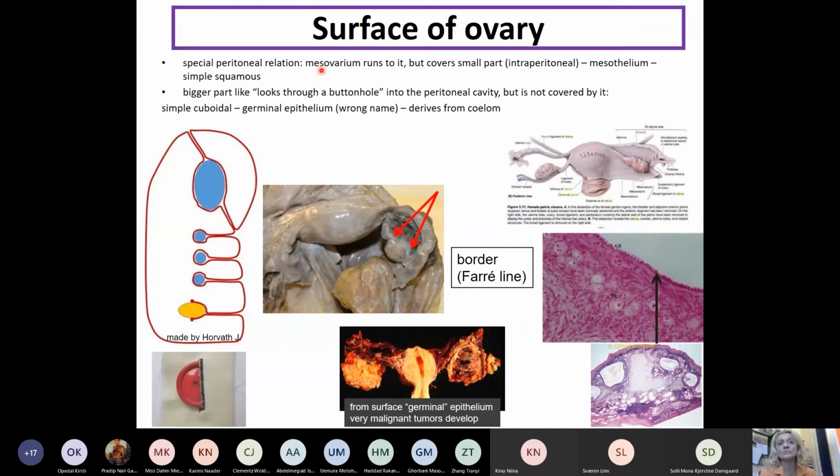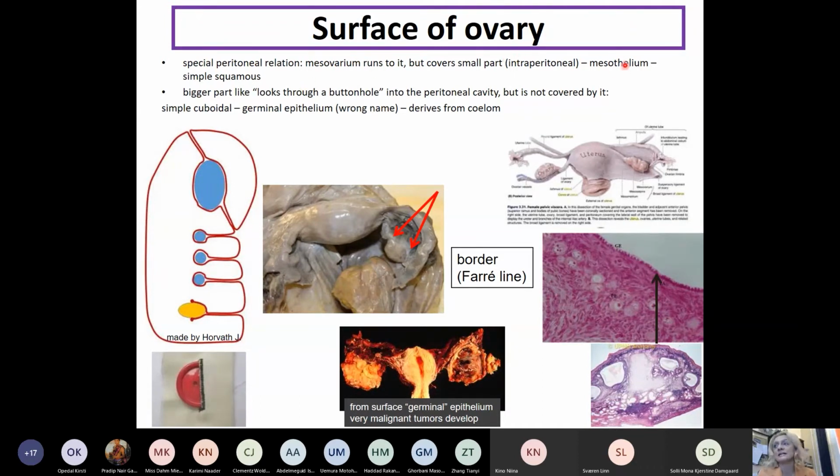It's somewhere in between, because as you can see in this drawing, or if you put your finger through a buttonhole, you can actually understand this relationship. So if you do like this, you understand how the ovary is related to the peritoneum. There is a double layer of peritoneum going to the ovary. So it has a so-called mesovarium, which is, of course, peritoneum.